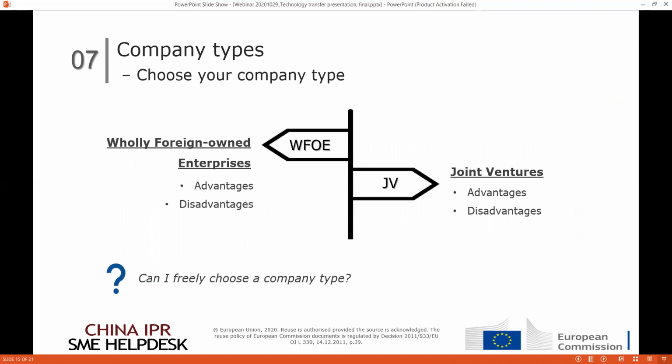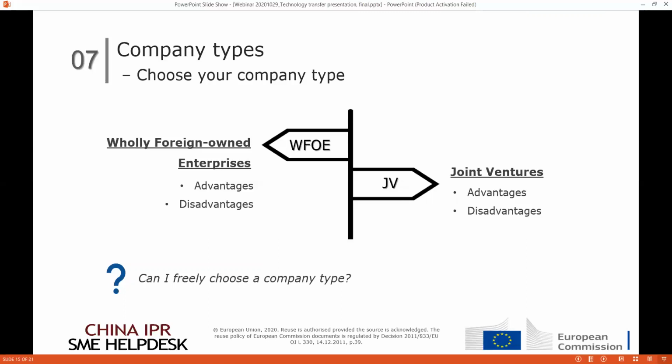What kind of companies can you have in China? You have the wholly foreign owned enterprise that actually is the only method in which a foreign company can have full control of all the intellectual property rights in China. The advantage is that you will not need a second party. This means that your company itself can be 100% the owner of everything. And this means that you will have full control of the intellectual property right.